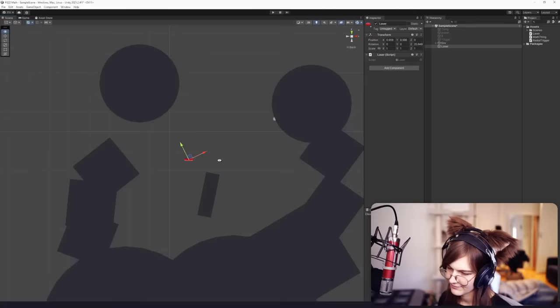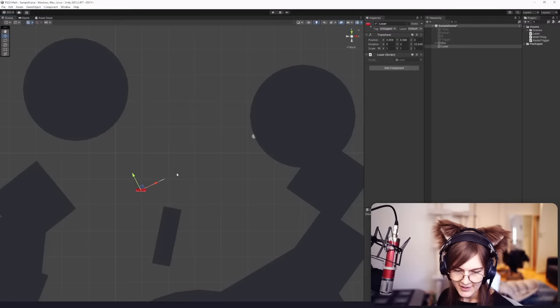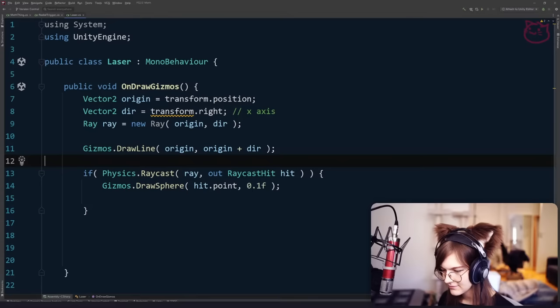We need to define the RaycastHit in the if statement. What's its scope? I forget if it's inside of the block or after the block. I think it's after, yeah. You do have access to it after the block as well.